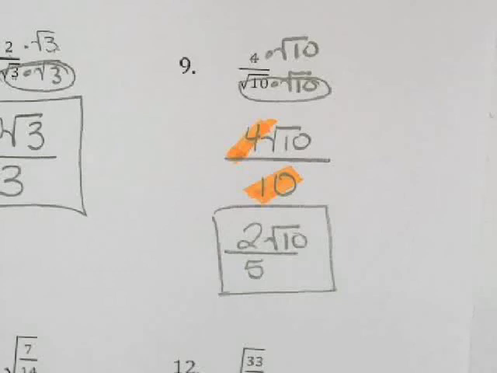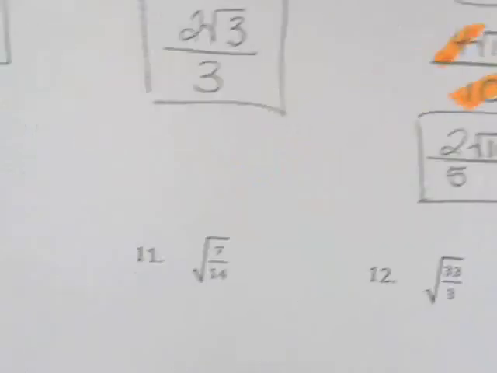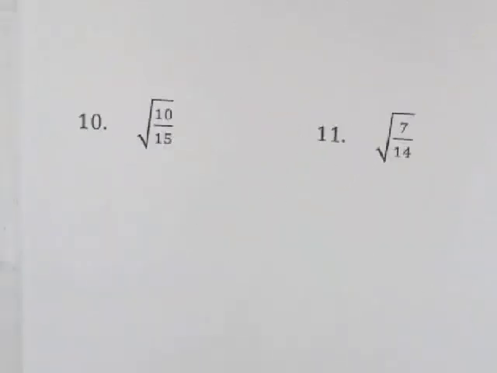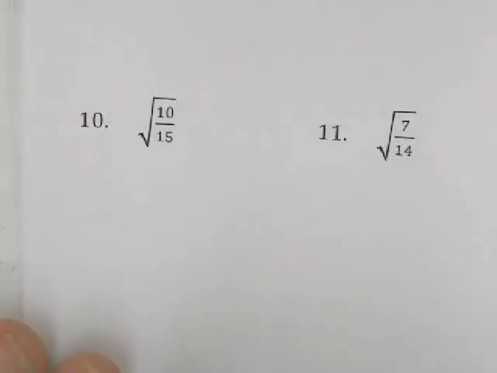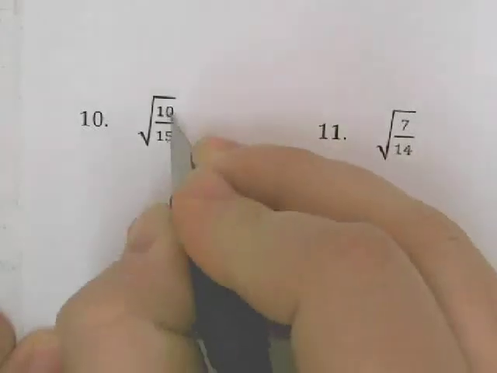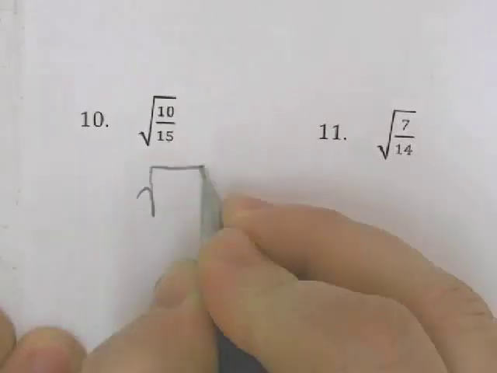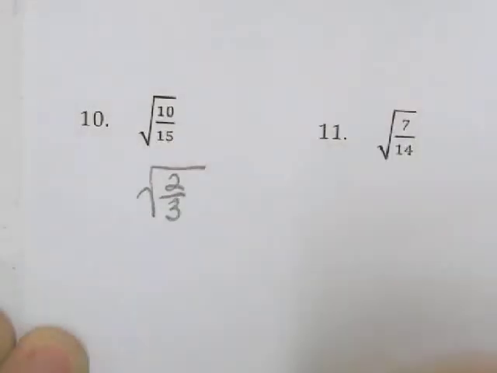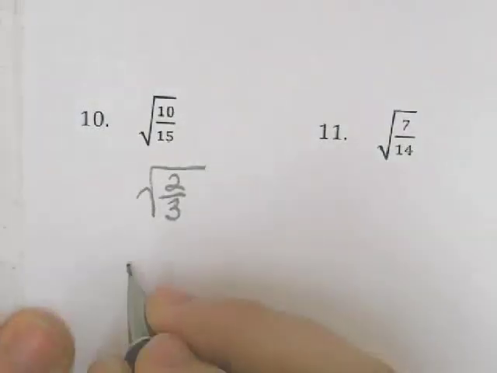Okay. For number 10, this is one that we can reduce because they're both inside. And if I don't reduce it, you'll get the same answer, but it's a lot more work. And more work sometimes leaves more room for error, and we don't want errors. So if I divide both of these by 5, I get the square root of 2 over 3, which really is the same as the square root of 2 over square root of 3.